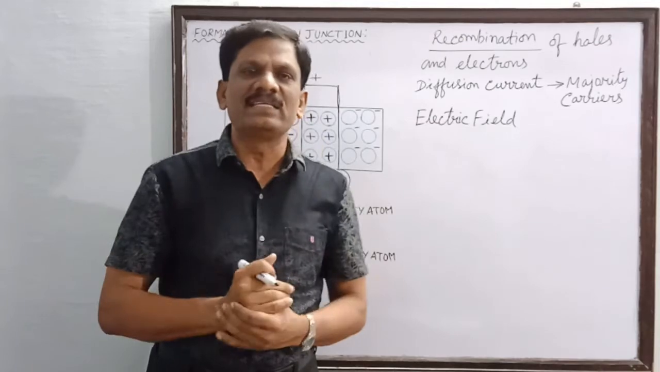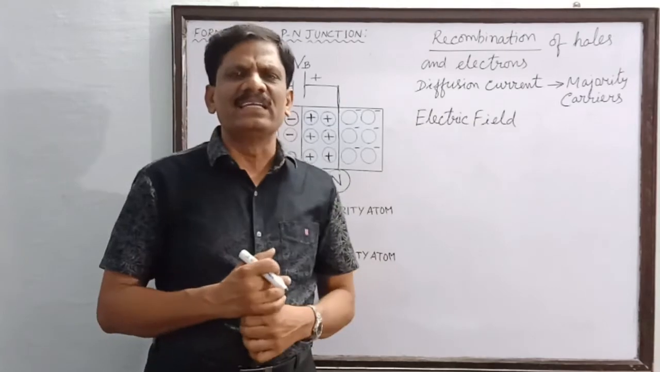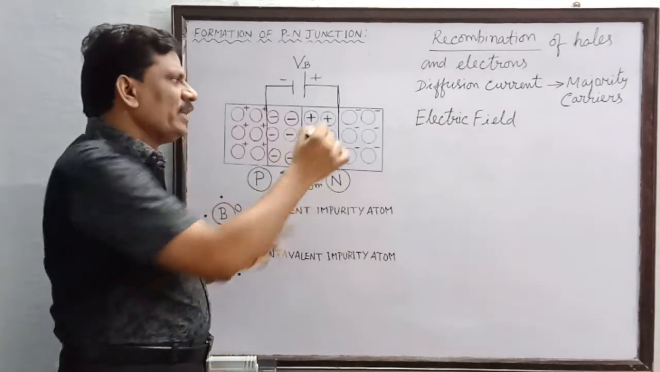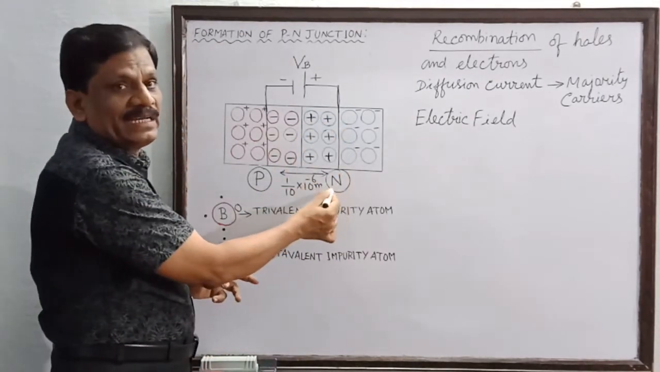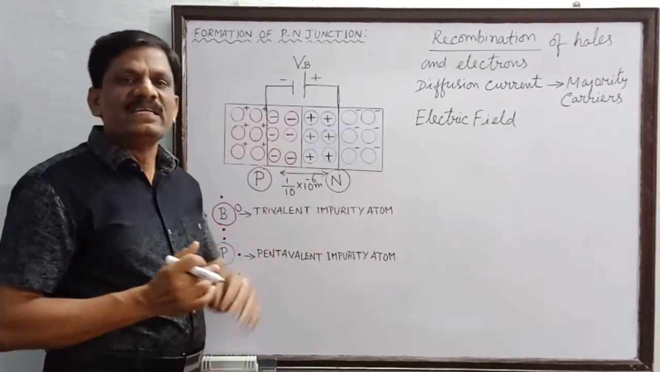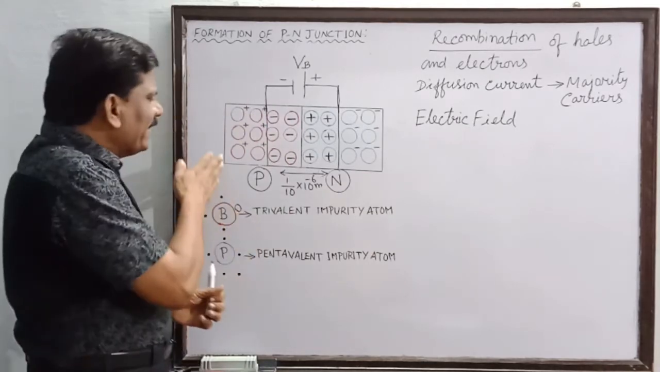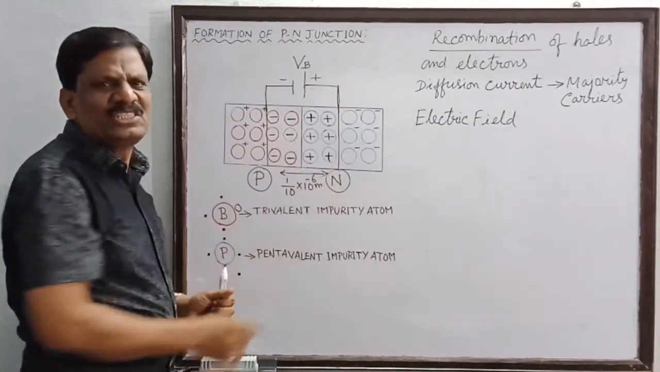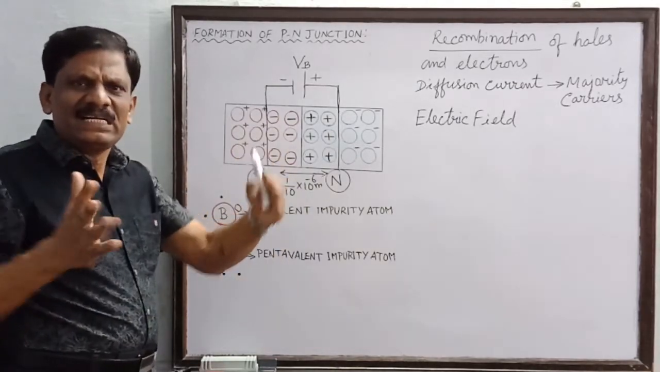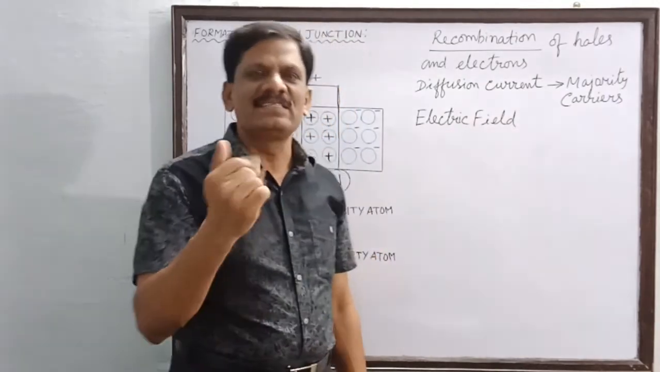Who are the minority charge carriers in the p region, my dear students? Electrons. These minority charge carriers will be pulled by the electric field. The positive side of the electric field in the n region will attract the minority charge carriers inside the p region, namely the electrons. So what these electrons will do against this potential wall created, which acts like a barrier, they will penetrate through the barrier and try to reach into the n region. Very interesting, is it not?